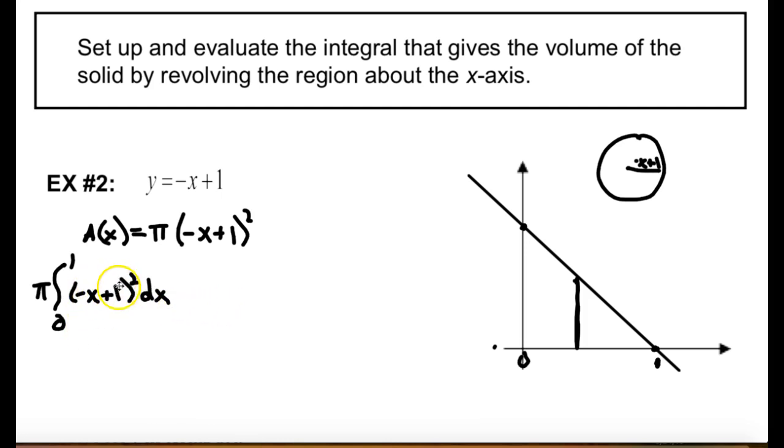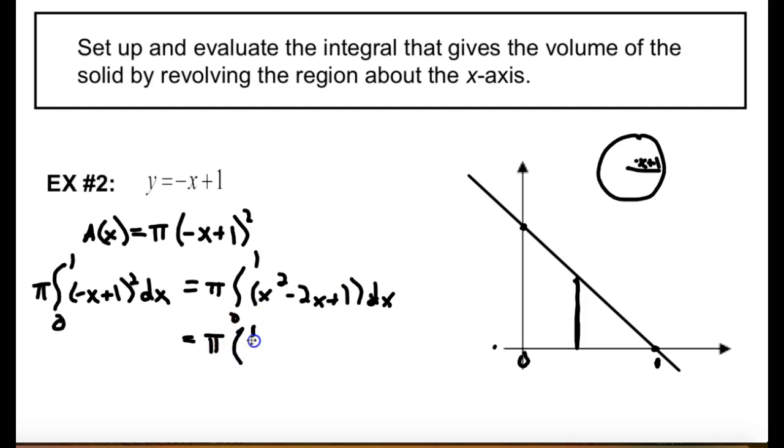So again, if we're going to do this by hand, it's probably easiest to go ahead and square this binomial. So that would just become positive x squared minus 2x plus 1 dx. Then take the antiderivative of each piece individually. So we'll have pi times 1/3 x cubed minus x squared plus x, evaluated from 0 to 1.